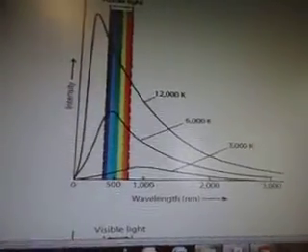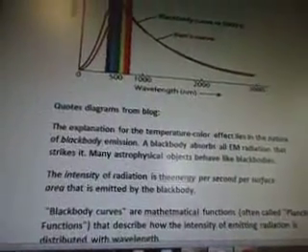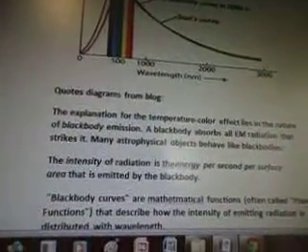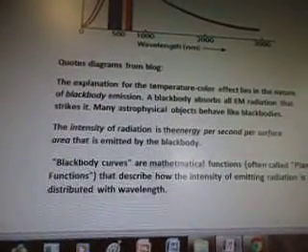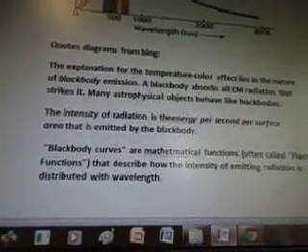Okay, the visible light. Quote, diagrams from the blog. The explanation for the temperature color effect lines in the nature of blackbody emission. A blackbody absorbs all EM radiation that strikes it. Many astrophysical objects behave like blackbodies. The intensity of radiation is the energy per second per surface area that is emitted by the blackbody. Blackbody curves are mathematical functions, often called Planck functions, that describe how the intensity of emitting radiation is distributed with wavelengths. Here's the properties of the electromagnetic radiation.